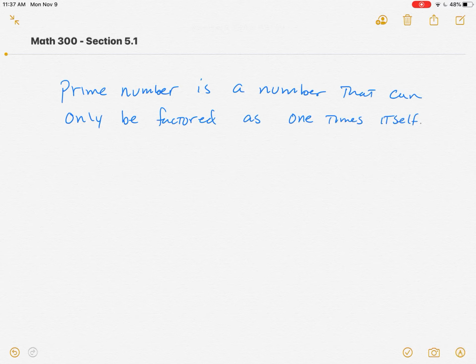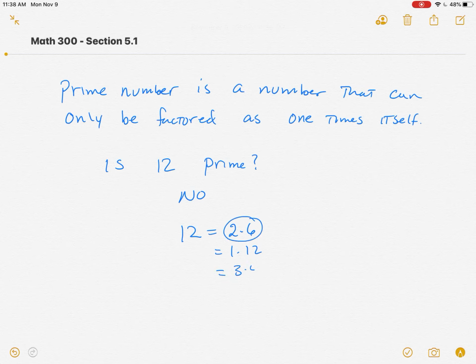So is 12 prime? The answer to that is no, and the reason is 12 can be written as 2 times 6, which is not 1 times itself. Now it can be written as 1 times itself, but because it can be written a second way, and even a third way, but really just because of the second way, it is not prime, because a prime number can only be factored as 1 times itself.